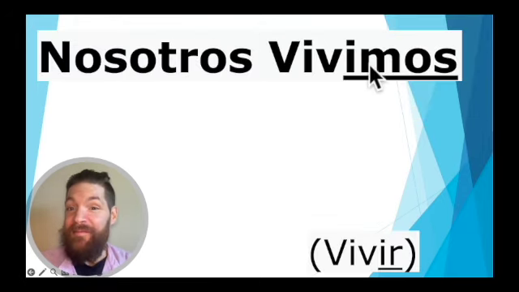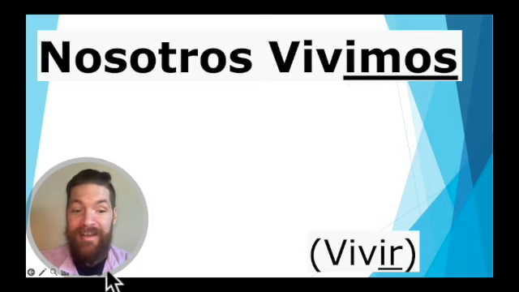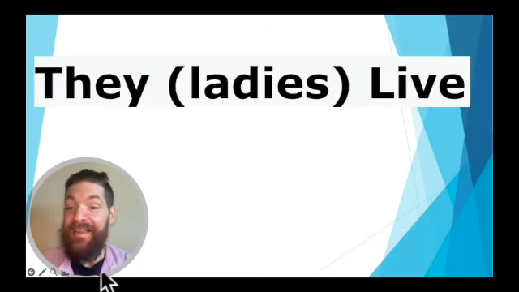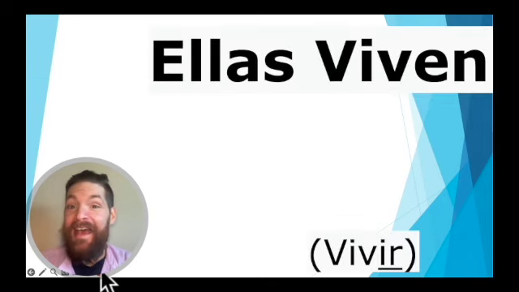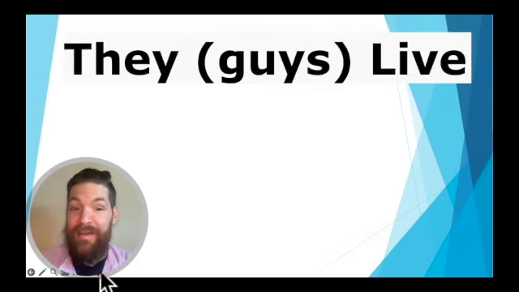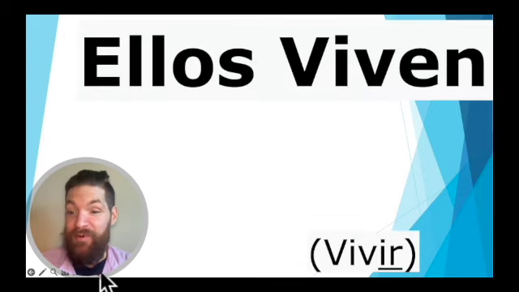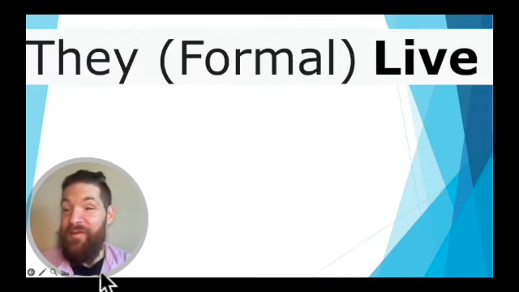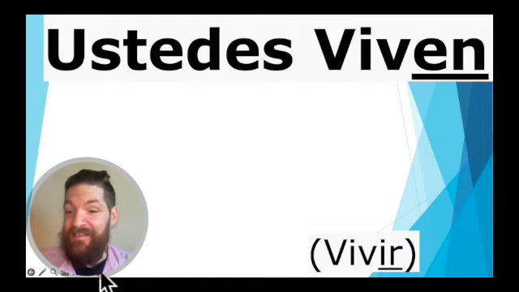We live. Nosotros vivimos. Notice how it's an I, right? Because it's an IR verb. Muy bien. They, ladies, live. Ellas viven. Muy bien. The guys live. Ellos viven. Muy bien. They, formal, live. Ustedes viven. Awesome. You guys are doing great.